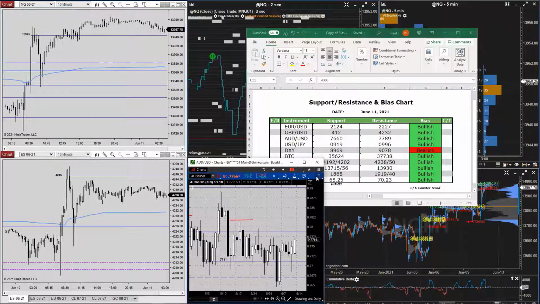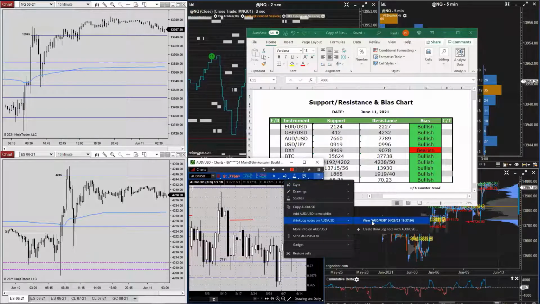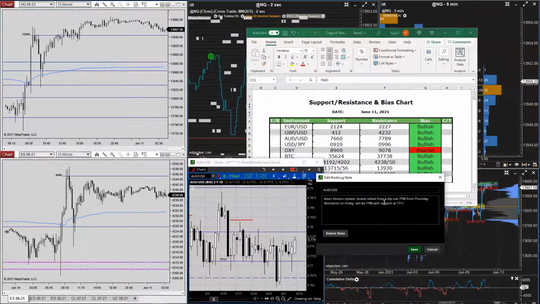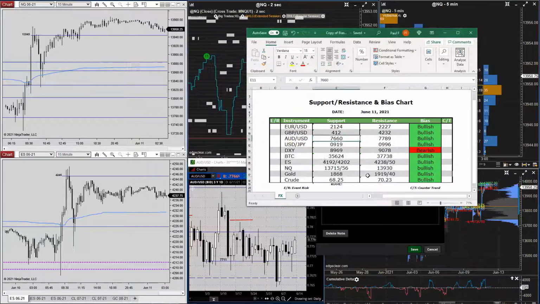Australian dollar. Aussie rallied from a dip sub 77 on Thursday. Resistance on Friday will be 77.88 with support at 77.11.